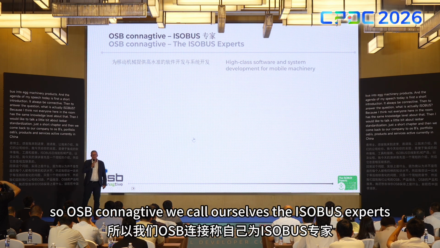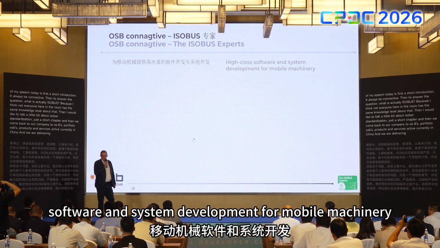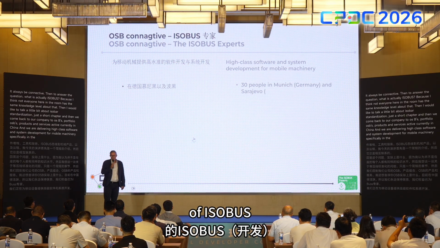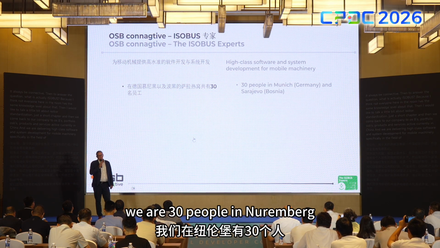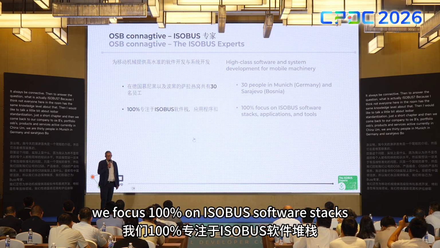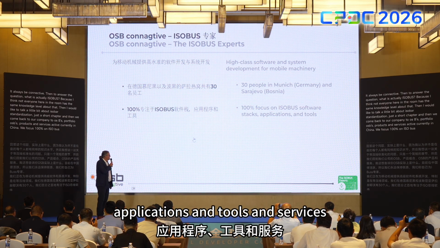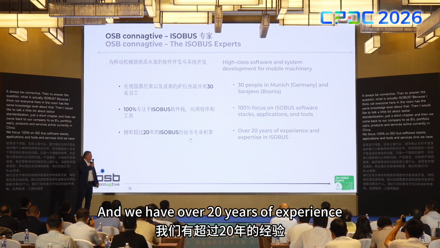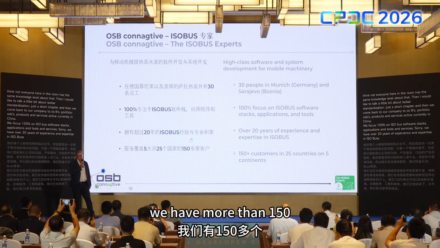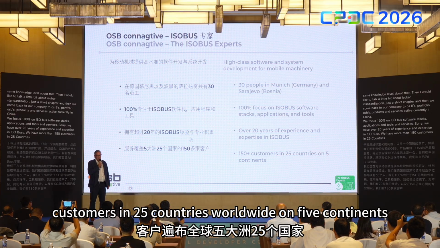So OSB Connagtive, we call ourselves the ISOBUS experts, and we are delivering high-class software and system development for mobile machinery, specifically in the field of ISOBUS. We are 30 people in Munich, in Germany, and Sarajevo, Bosnia. We focus 100% on ISOBUS software stacks, applications, and tools and services. And we have over 20 years of experience and expertise in ISOBUS. We have more than 150 customers in 25 countries worldwide on 5 continents.